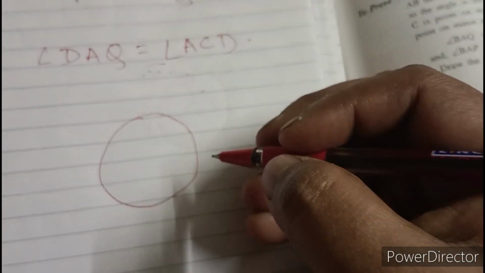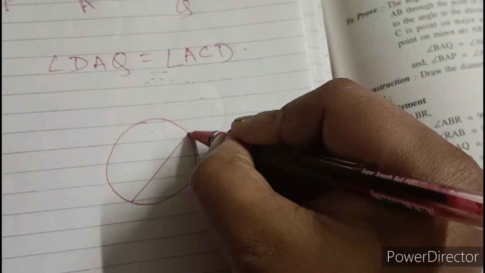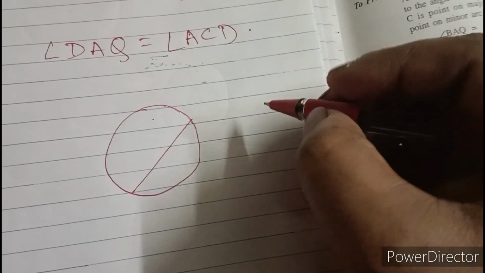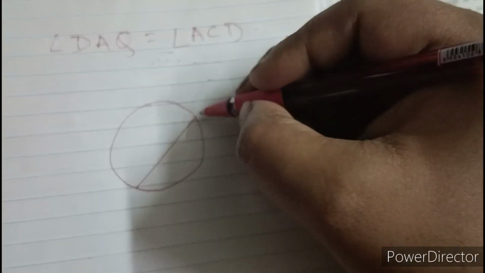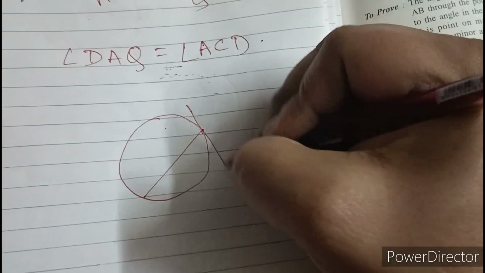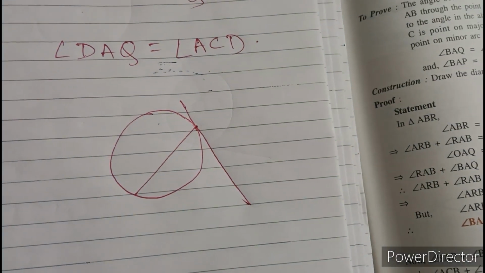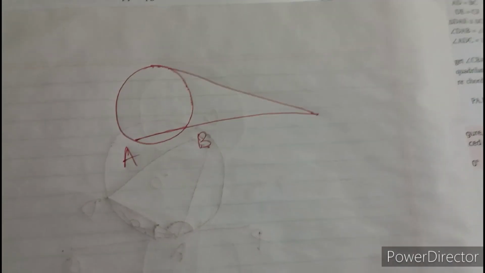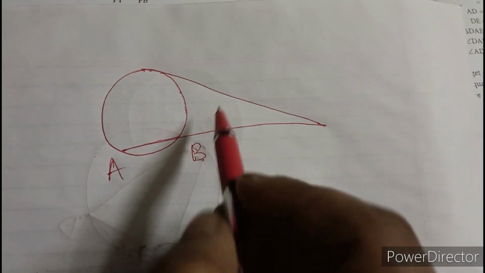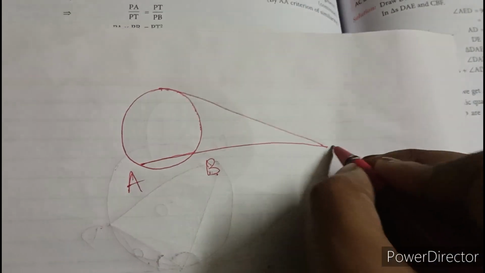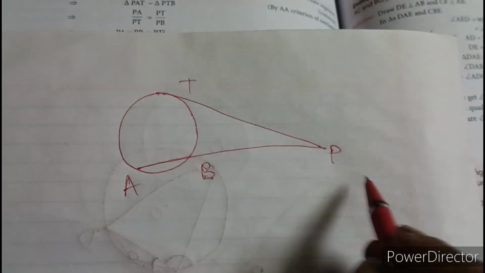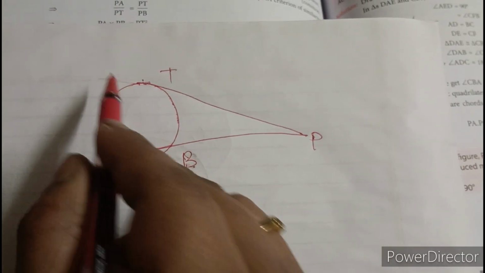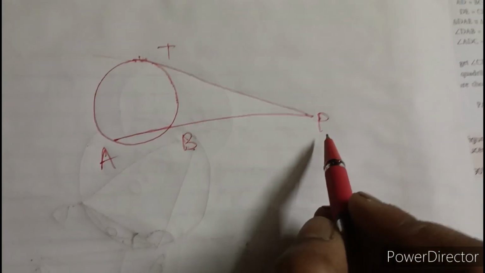So if a chord and a tangent, suppose we are drawing a chord and suppose there is a tangent like this. Here this is the chord. Let us name this chord as AB. Chord AB and the tangent, suppose this is P and this is T. Chord AB and this tangent are intersecting at the point P.